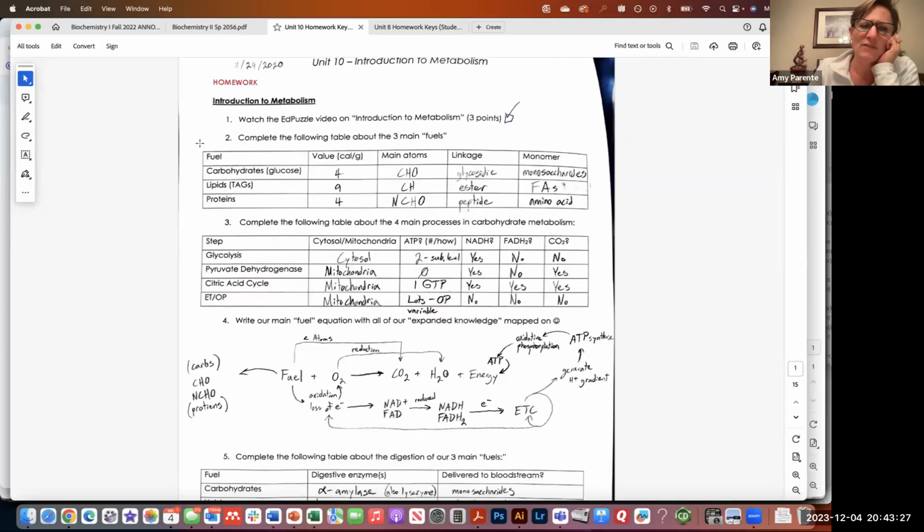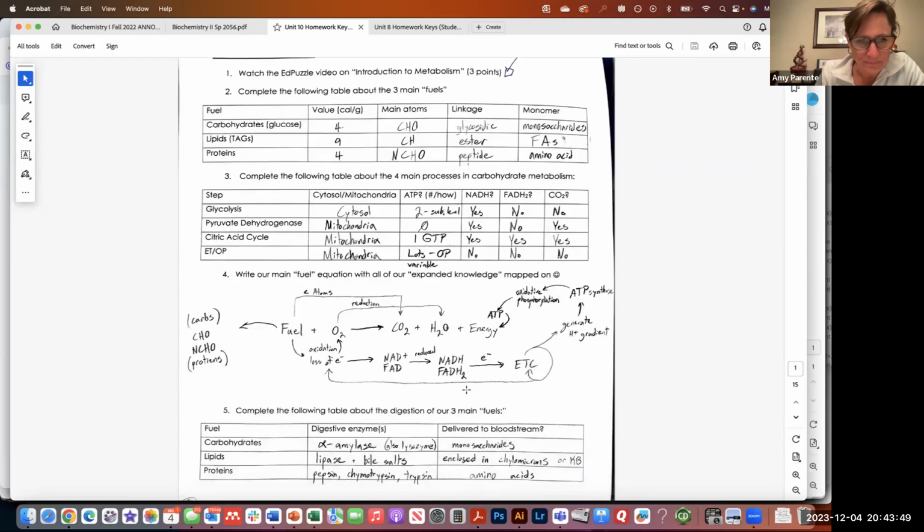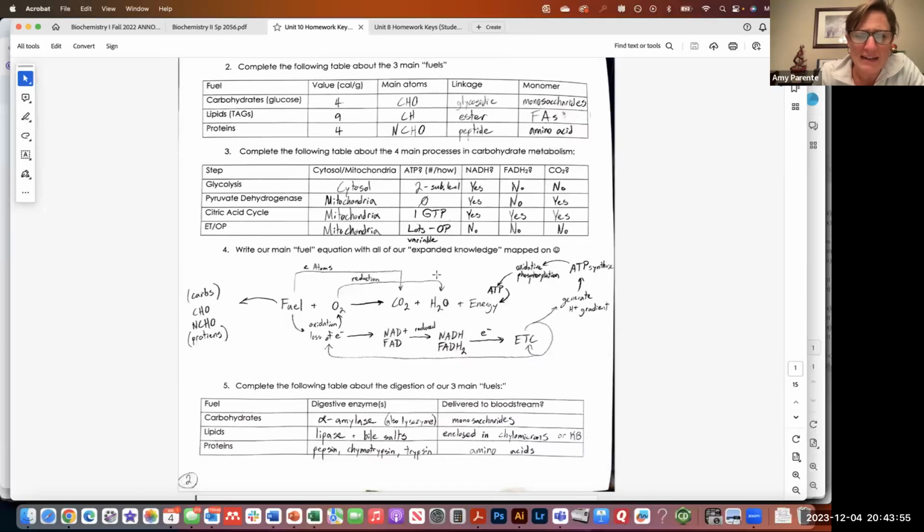Again, it's a way to have a meta analysis of the fuels that we've discussed and the four processes in carbohydrate metabolism. So again, asking where they occur, how much ATP is produced, and whether or not any of these small molecules or cofactors are made. There's again that main fuel equation that's expanded on. I'll show you that slide in a minute.